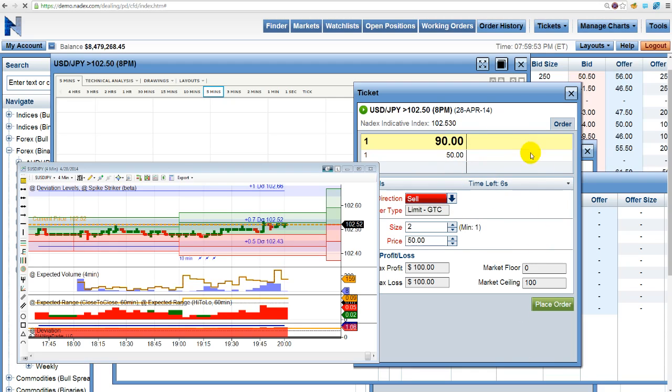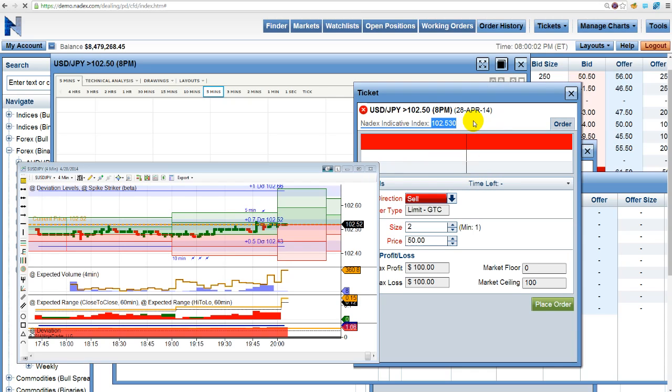Maybe they sold for 50, they're trying to get out. They're trying to buy for 90, see if somebody will give them a free $90. Okay. Also, they're demo trading. Boom, done. 102.53. Settlement email will come out here in a second. Okay.